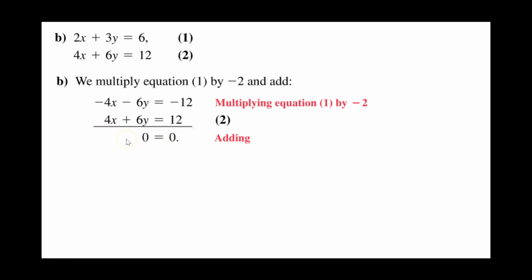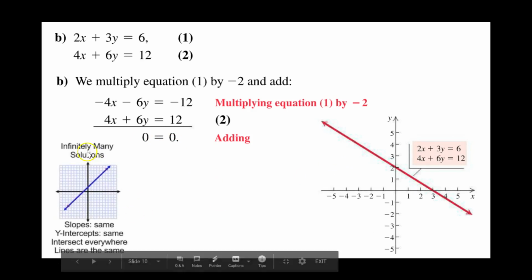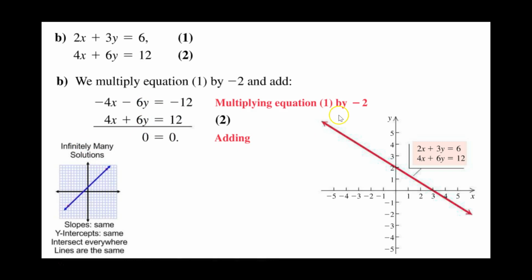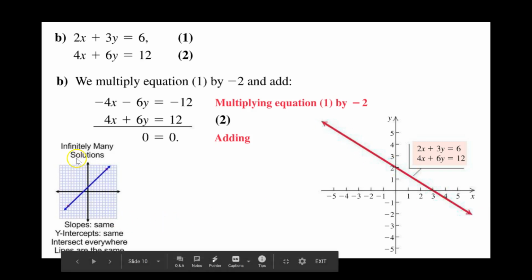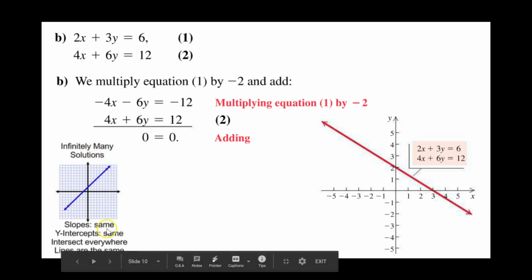So when everything cancels out and you're left with 0 equals 0, this is where you're going to have infinitely many solutions. Remember what we talked about, that if they're exactly the same equation, both of the lines are going to be drawn on top of each other. So every answer up here is going to be the same. That's why we say infinitely many solutions. Same slope, same y-intercept, intersects everywhere. The lines are exactly the same.